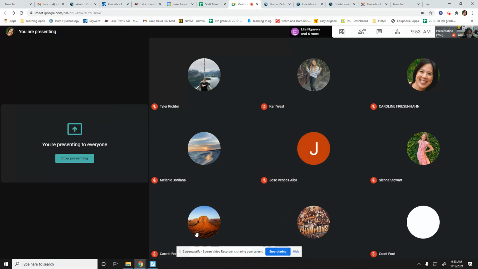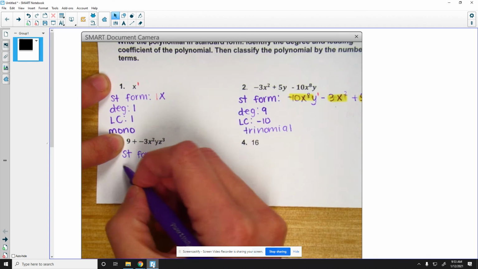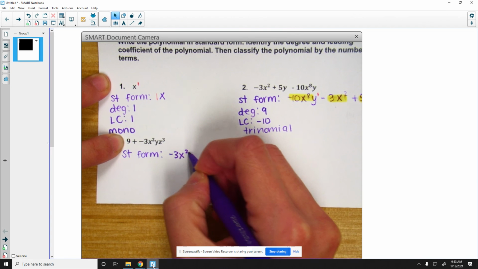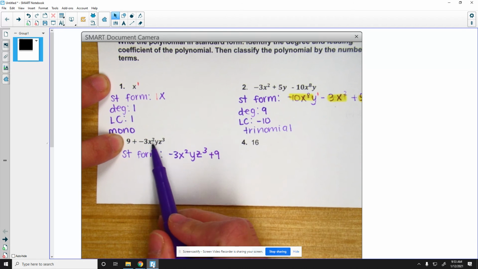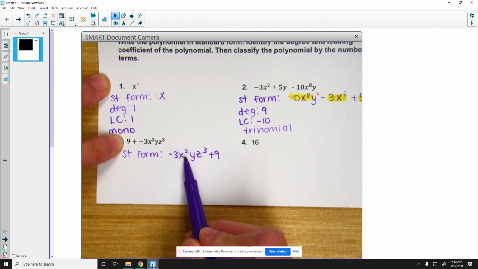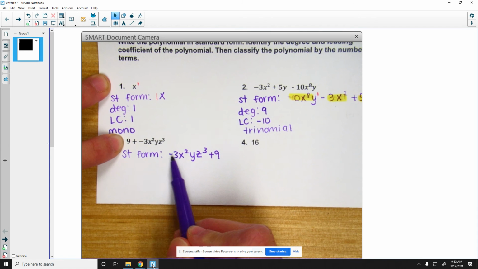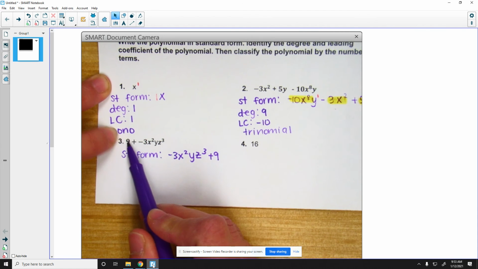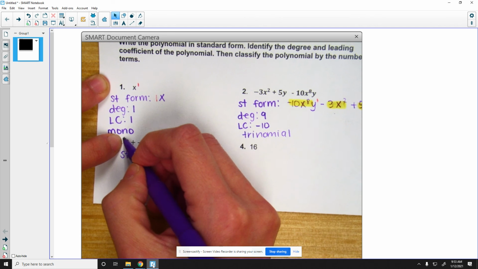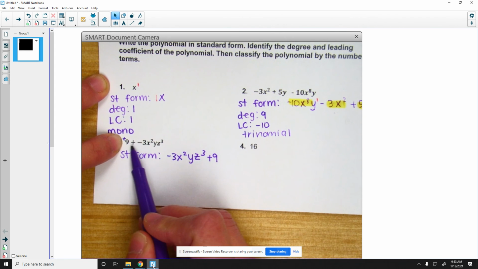Negative 3x to the power of 2 yz³ plus 9. This has a bigger exponent, right? That's why it comes first. It's a negative because you look at the symbol before, and so that's why you write that it's a negative. And then this is a plus 9, not because you see a plus here, but because it's a positive 9, right? Right before, it was a positive 9. That's why it's plus 9, not because you see that plus there, okay? But right before, it's a positive 9.